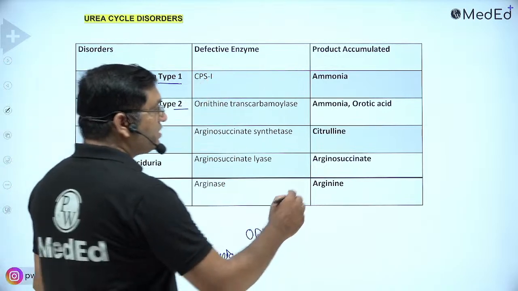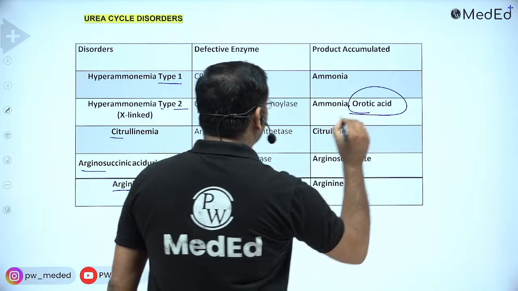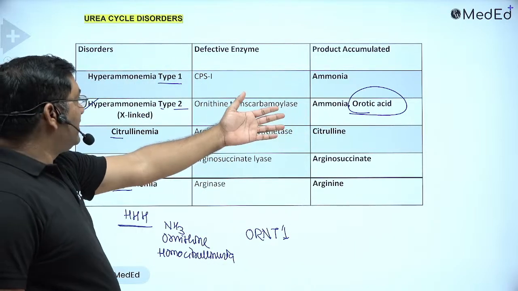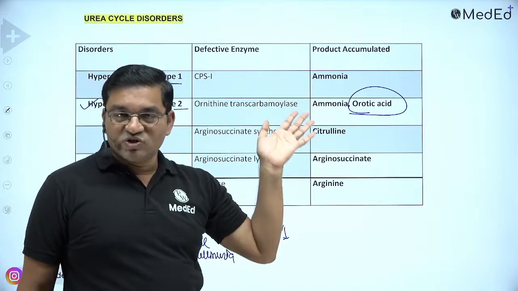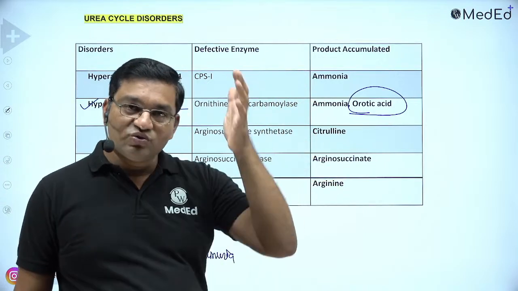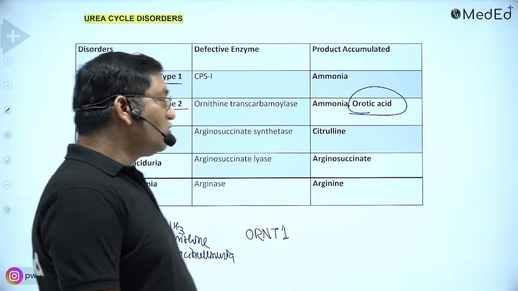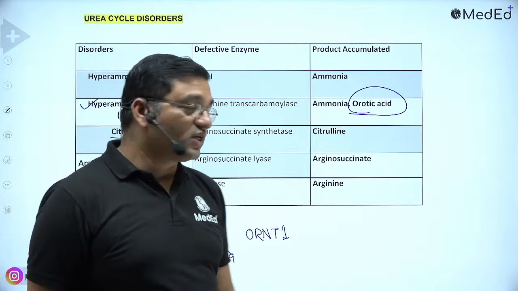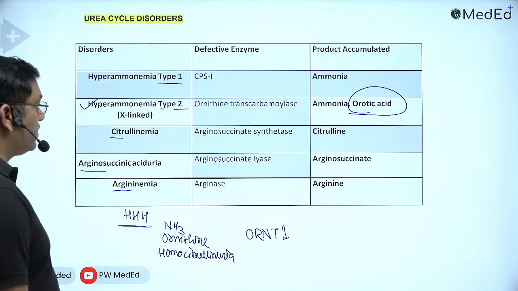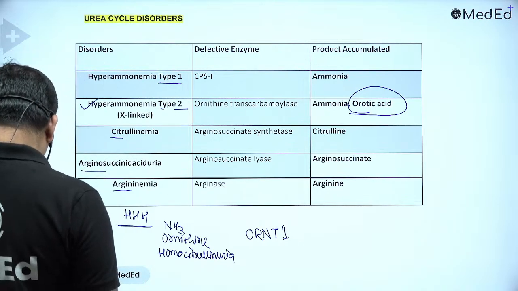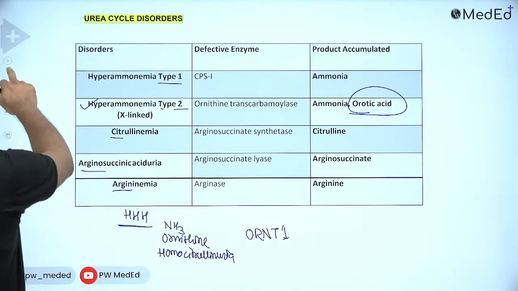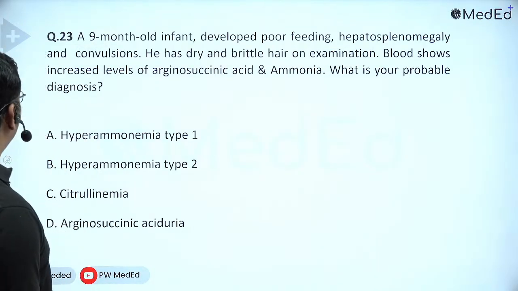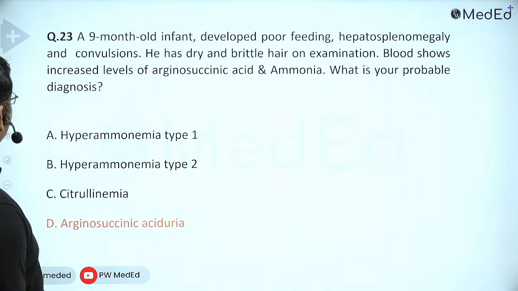Only remember this: there is excretion of orotic acid in type 2 hyperammonemia, because it leads to increased carbamyl phosphate level, which is diverted to pyrimidine nucleotide synthesis. And in pyrimidine nucleotide synthesis, there is orotic acid production. Okay, so this is the urea cycle and these are the urea cycle disorders.